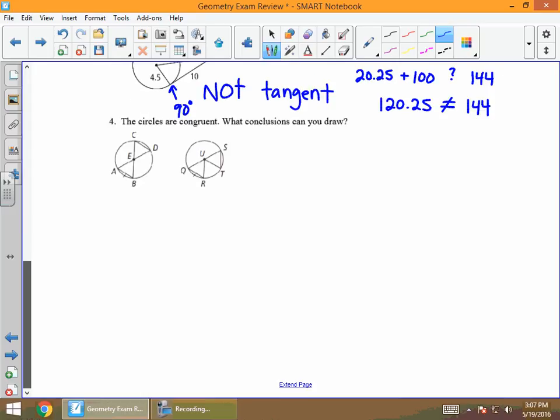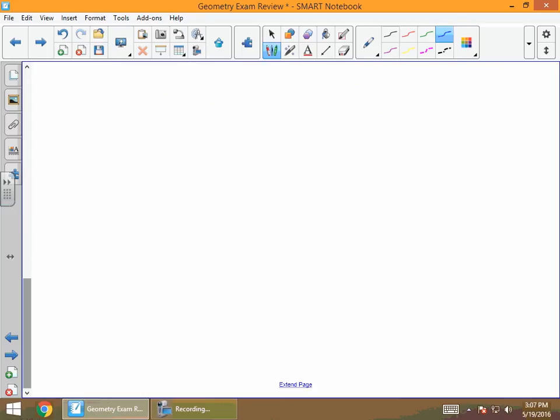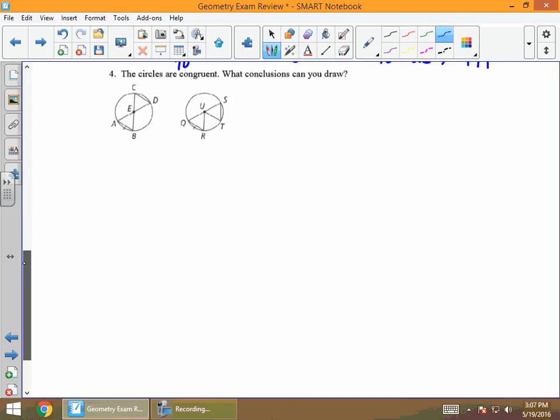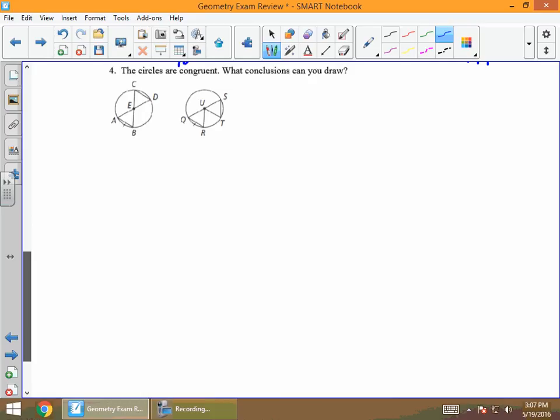All right, question number 4. So question number 4 is kind of tricky, I guess. It says the circles are congruent. Now, if the circles are congruent, that means all the radii are congruent. So that means I'm going to mark them. AE, make this pen a little thinner here. It's a small picture. So AE, that's a radius.